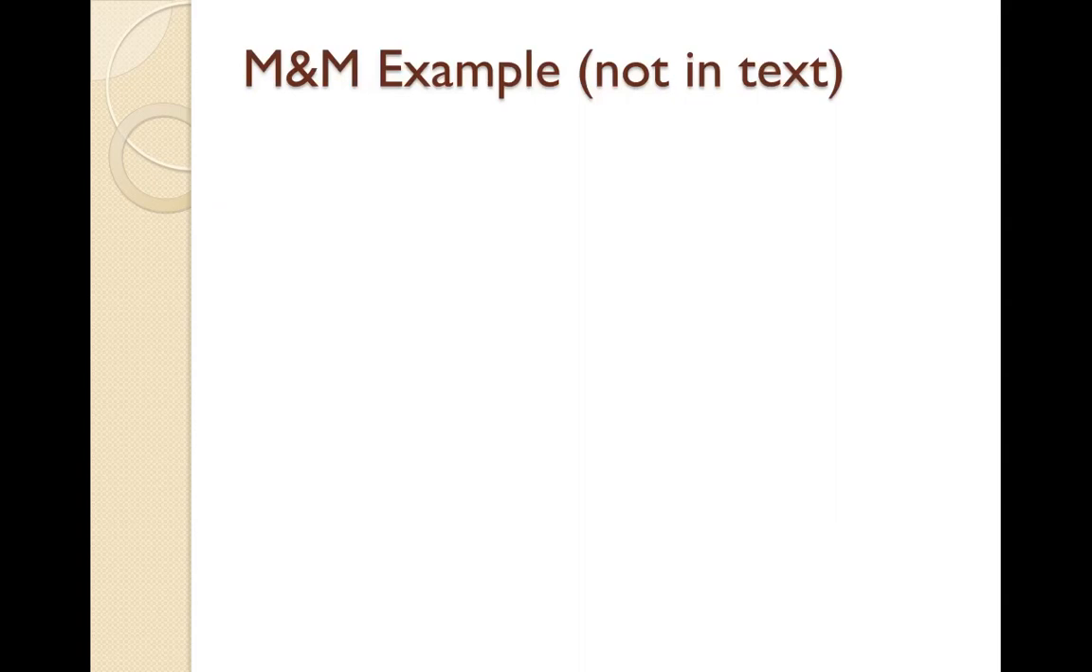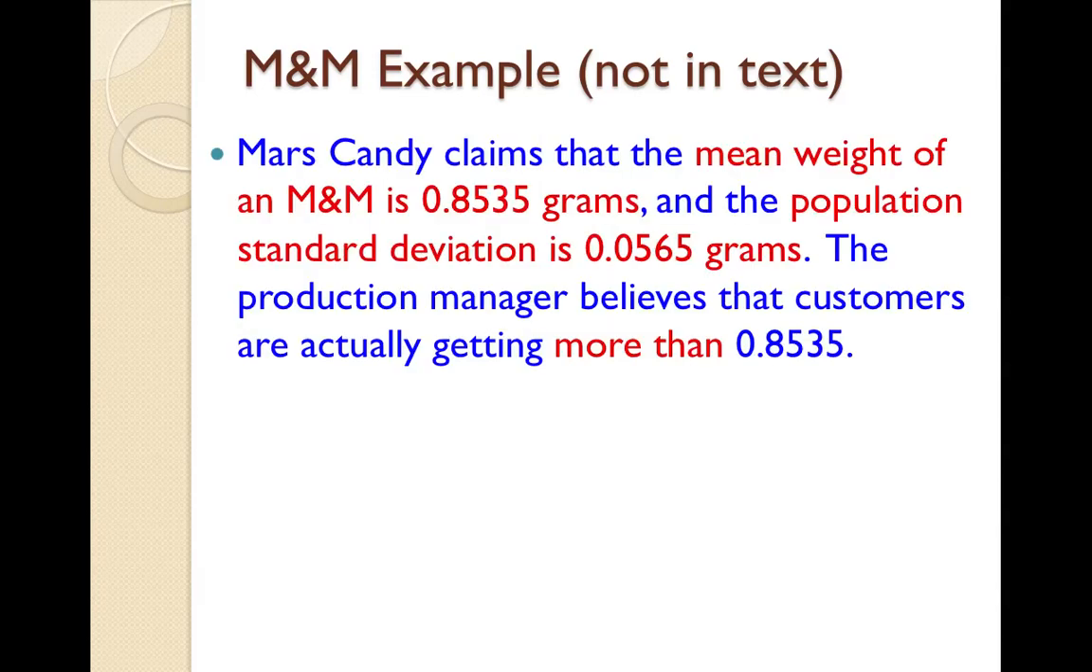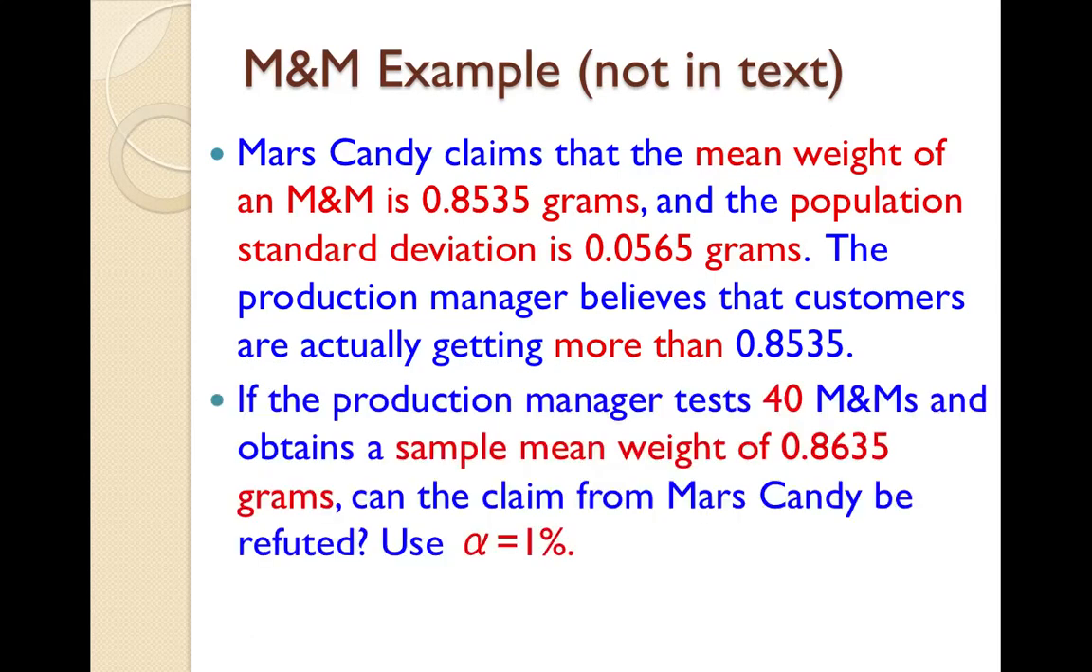Okay, this is an example that's not from your textbook involving M&Ms. Mars Candy claims that the mean weight of an M&M is 0.8535 grams and the population standard deviation is 0.0565 grams. The production manager believes that customers are actually getting more than 0.8535 grams. If the production manager tests 40 M&Ms and obtains a sample mean weight of 0.8635 grams, can the claim from Mars Candy be refuted? Use an alpha of 1%.